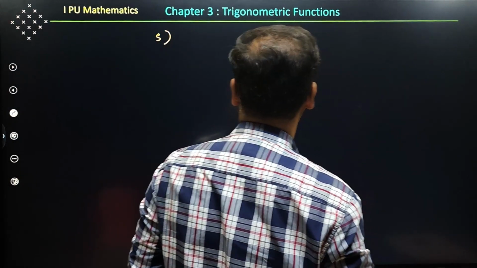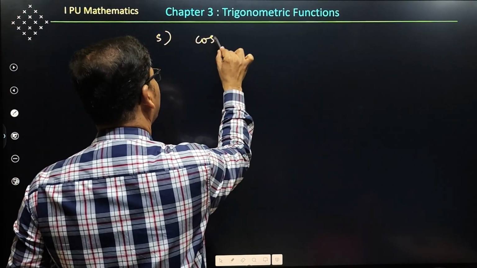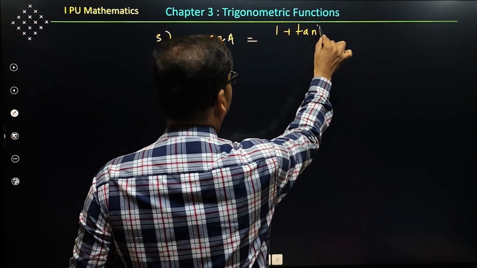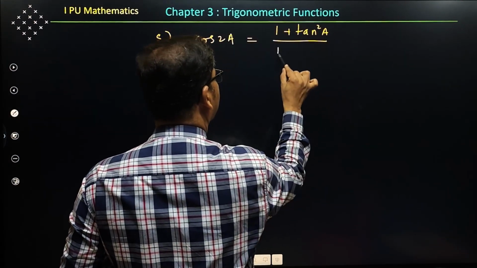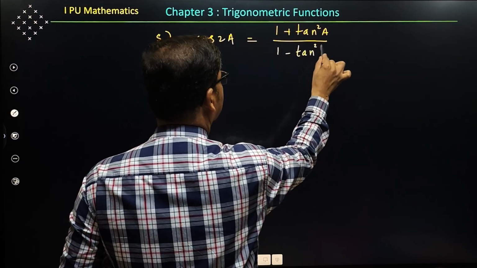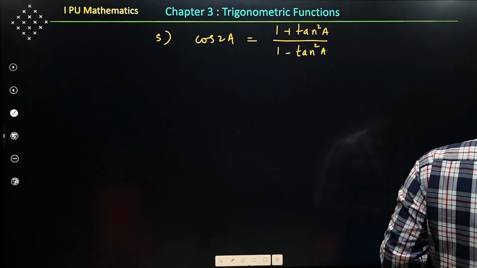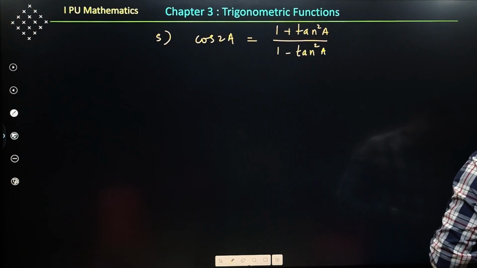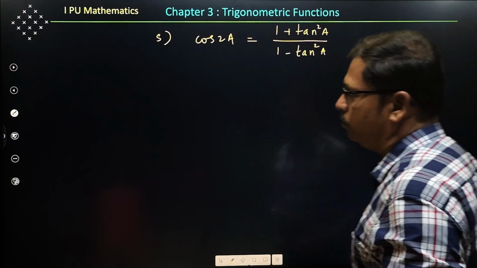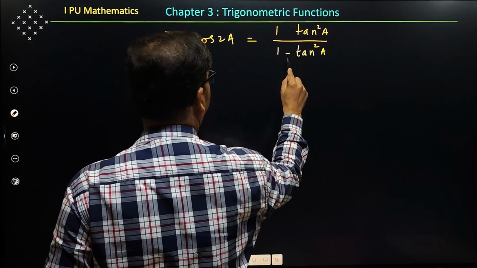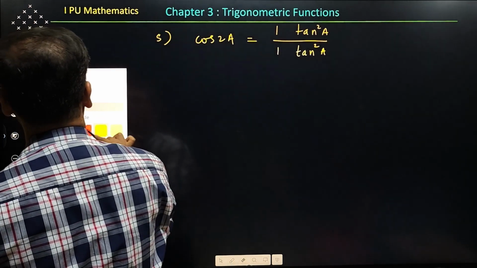Now let me continue with the next one, the fifth one. Cos 2a equals 1 minus tan square a divided by 1 plus tan square a. Here was an error in the numerator; make it correct. This is minus and then this is plus.